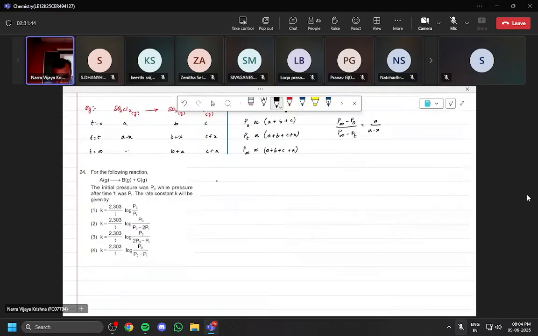What I am writing? A gives rise to B plus C. Correct? Now, initial pressure is P naught. So at time t equal to 0, I am assuming A, and B and C are not there. I am assuming A minus X, X, X. Right? So what is P naught? P naught is proportional to A. And PT is proportional to this plus this, all are gases, no? So PT is proportional to A plus X.